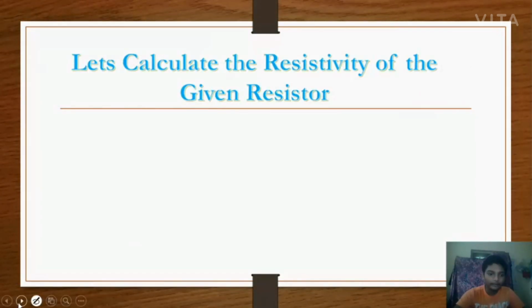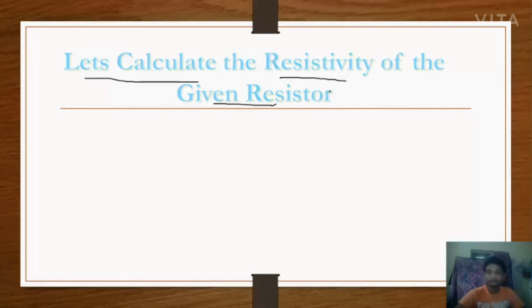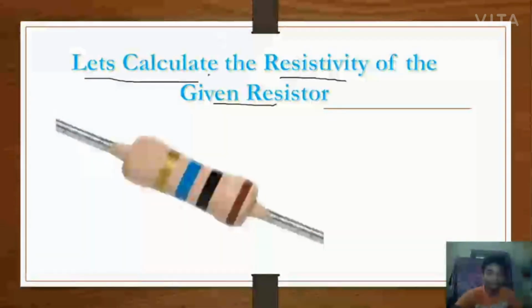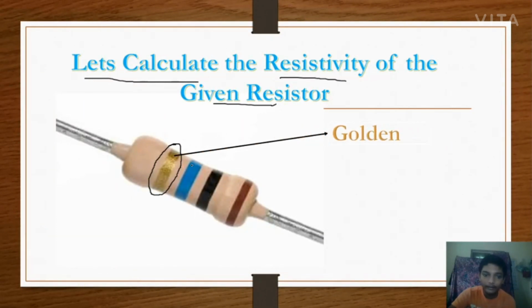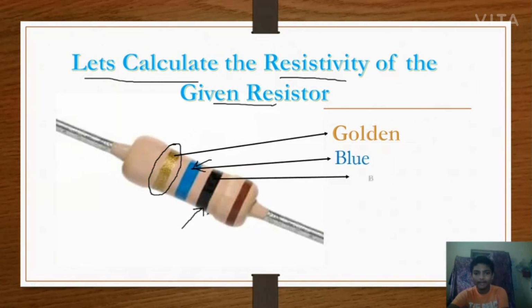Now let us calculate the resistivity of a resistor. Of a particular resistor, let us calculate the resistivity of a given resistor in the diagram. This is my resistor. The first and foremost task we will do is identify the colors. This is what color? Golden. Now the second color is this one. It is blue. Now the third color black. And the fourth color is brown.